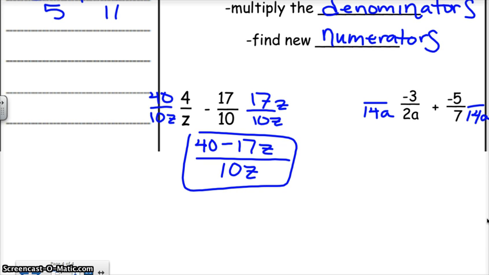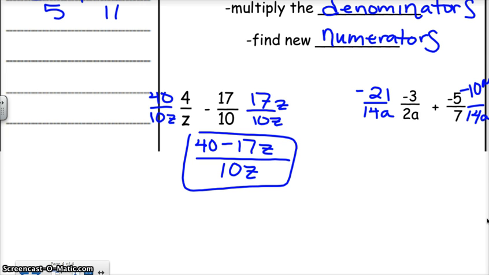Okay, do you agree? All right. 2a times what gives me 14a? 7. 2a times 7 would give me 14a. So negative 3 times 7 is negative 21. 7 times what gives me 14a? 2a. 7 times 2a gives me 14a. Negative 5 times 2a is going to be a negative 10a.